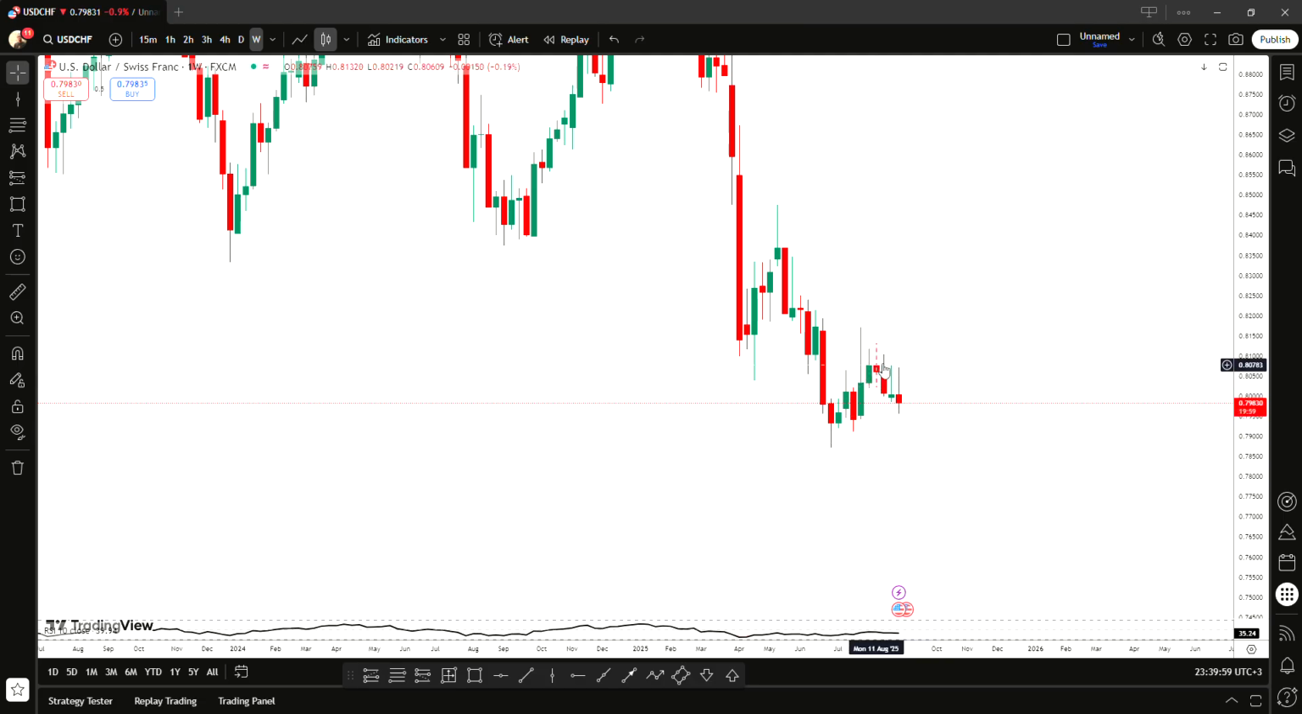So we saw this was a break of structure here. Price retested onto this supply zone. After retesting the supply zone, it gave you a reversal candlestick pattern. This is a green candle, this is an indecision candle, and this is an engulfing bearish candle. So this is a reversal pattern. So what would you do the next week?